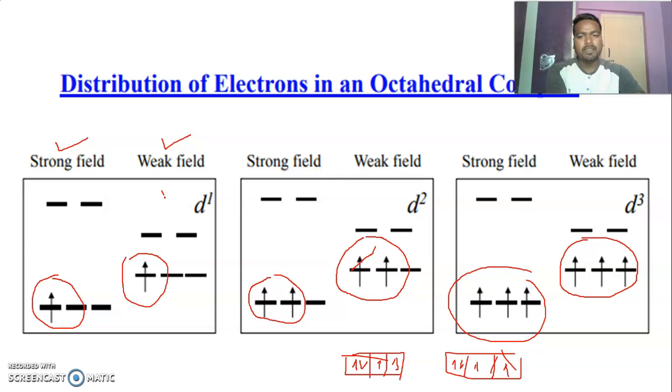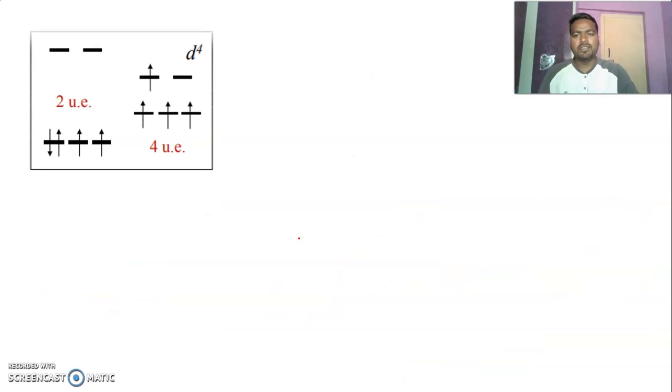But in case of a D1, D2, D3 system, there is no question of high spin and low spin complex, because irrespective of the ligand, the number of unpaired electrons is the same in either case. Next, D4. See, the question of high spin and low spin comes in case of D4 here. You just look at here.